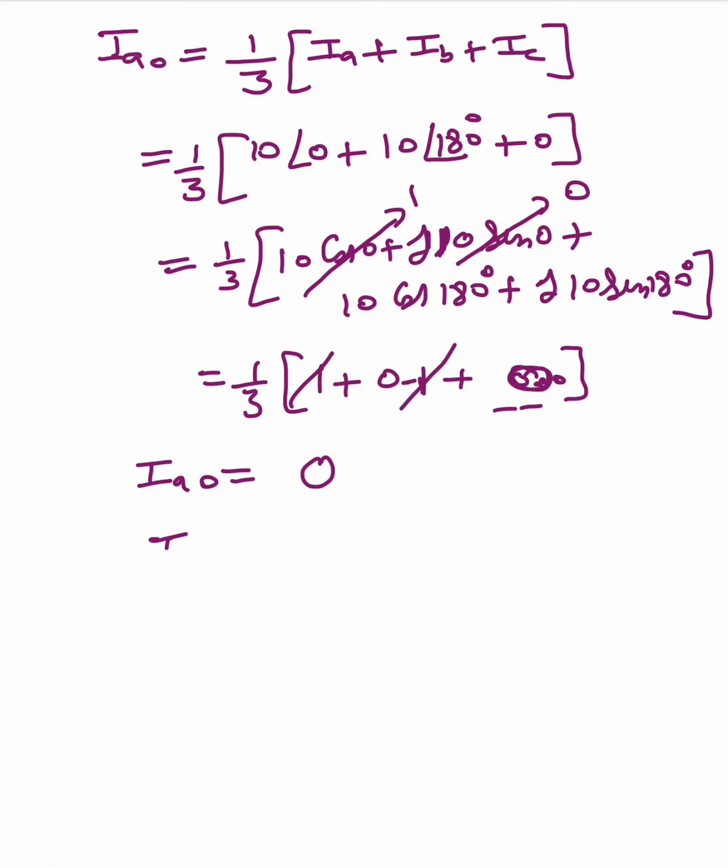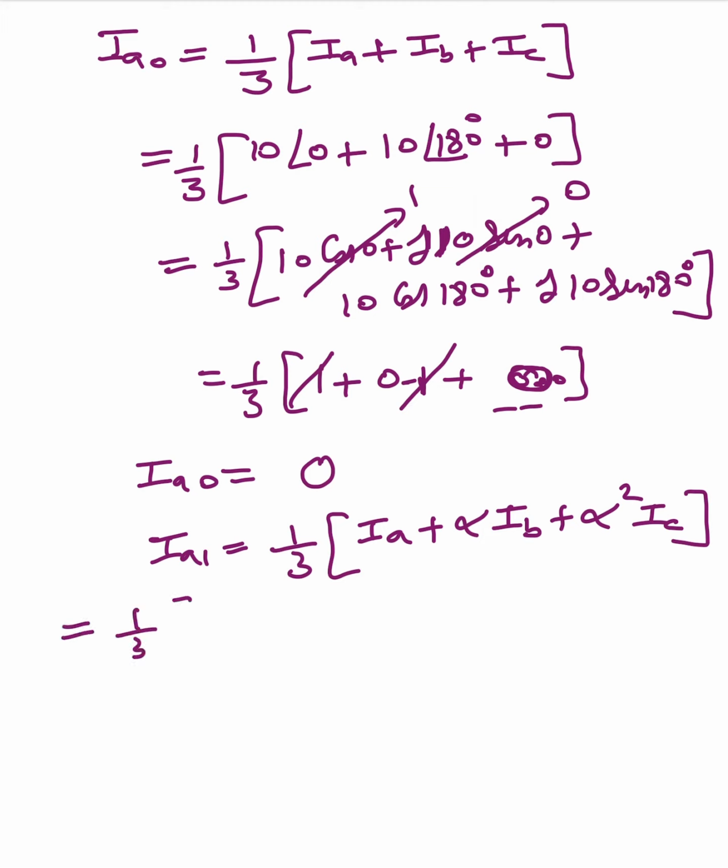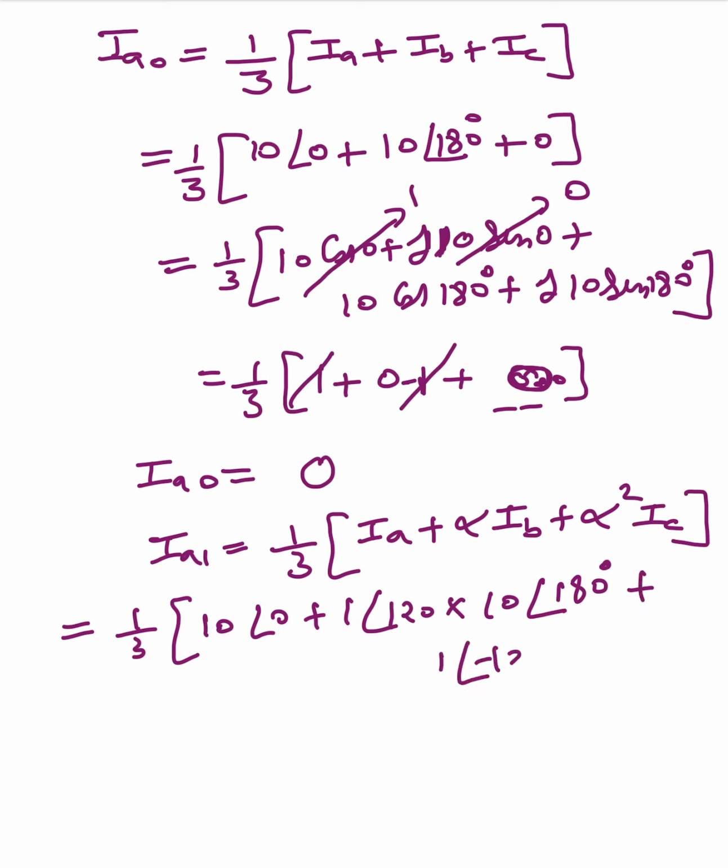First, IA1 is 1 upon 3 of (IA plus alpha IB plus alpha square IC). You have to substitute all these values, as I have already discussed. Alpha is 1 angle 120 degree, so 1 angle 120 into IB, which is 10 angle 180, plus alpha square, 1 angle minus 120, into IC, which is 0. So we have calculated IA1 as 5.78 angle minus 30 degree.